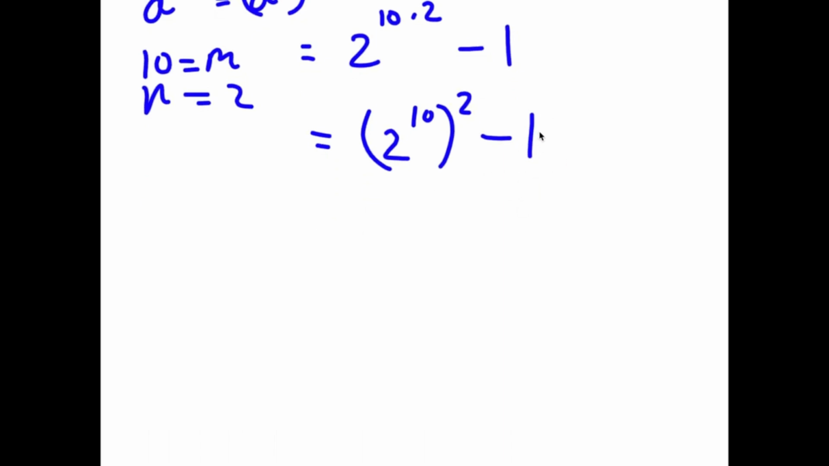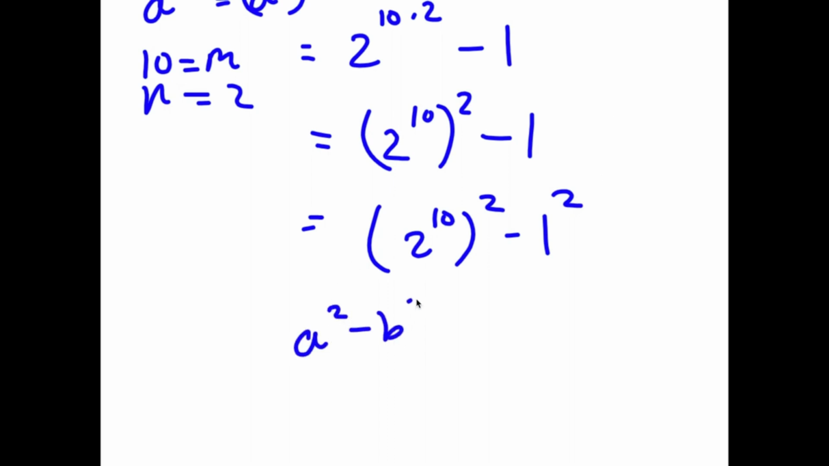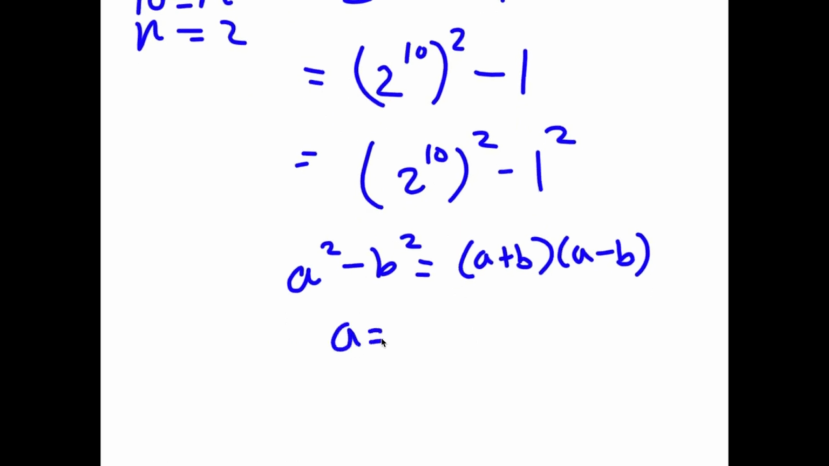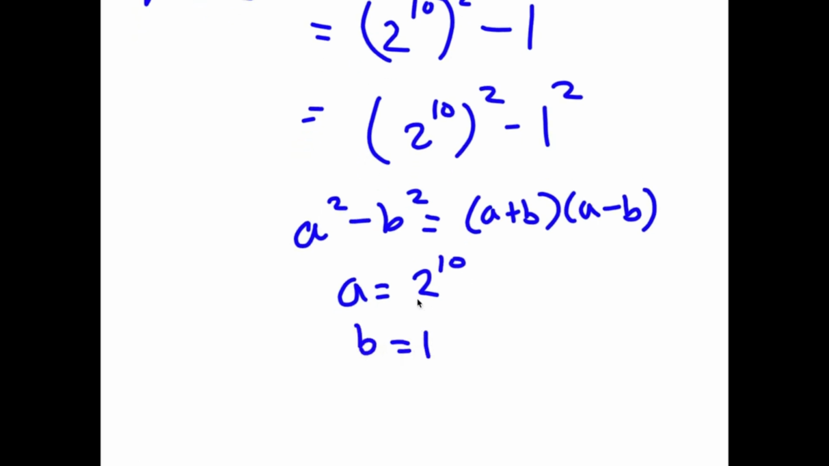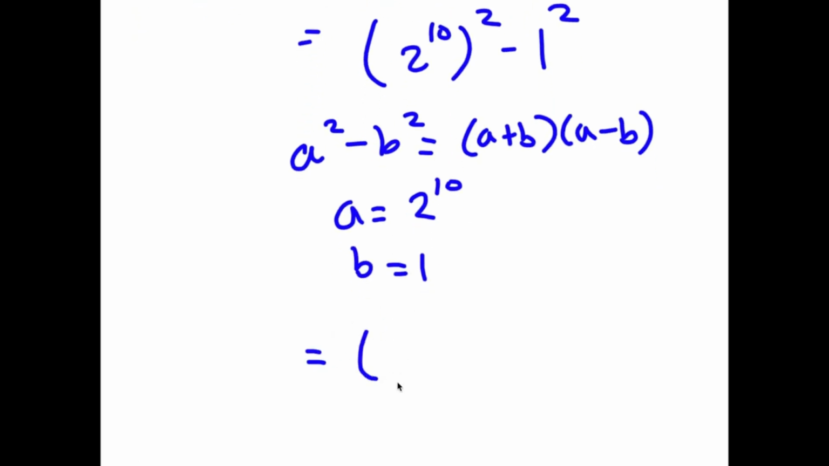Now, 1 here is the same thing as 1 to the power of 2, because 1 to the power of any number is simply just 1. So I'm going to rewrite 1 here as 1 to the power of 2. So now, if I have something in the form a squared minus b squared, this is equal to a plus b times a minus b. And in this case, a is 2 to the power of 10, and b is 1. So I can rewrite this in the form 2 to the power of 10 plus 1, a plus b, times a minus b, so 2 to the power of 10 minus 1.